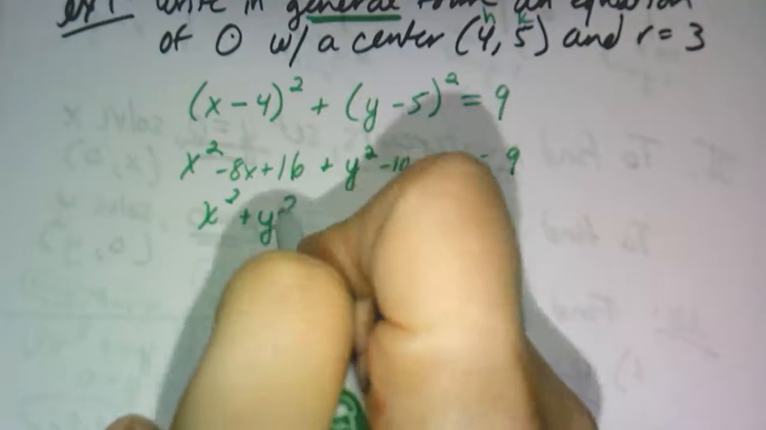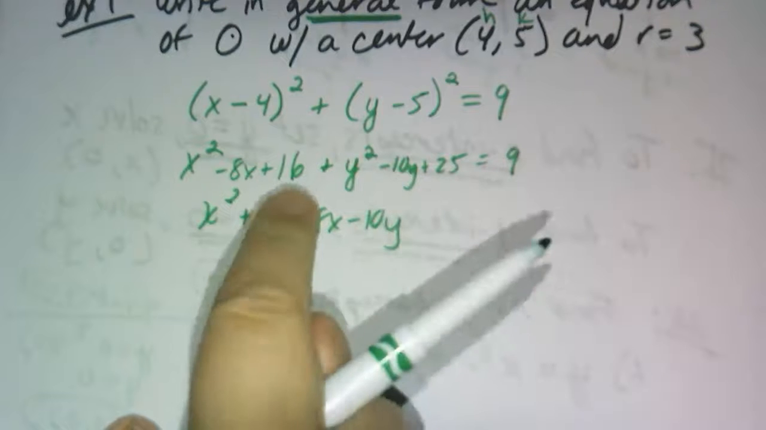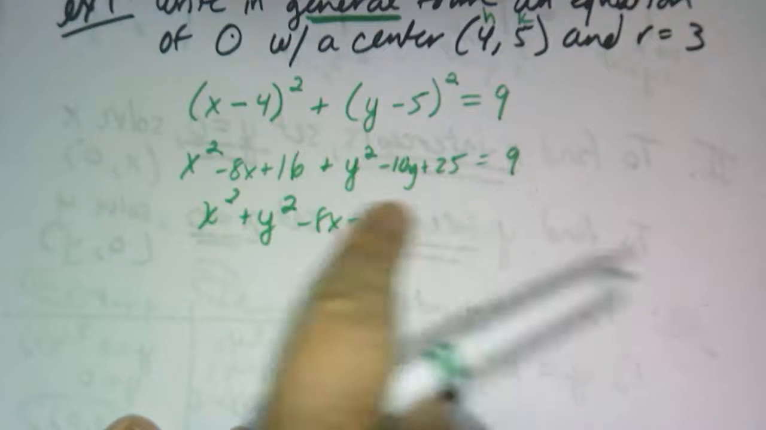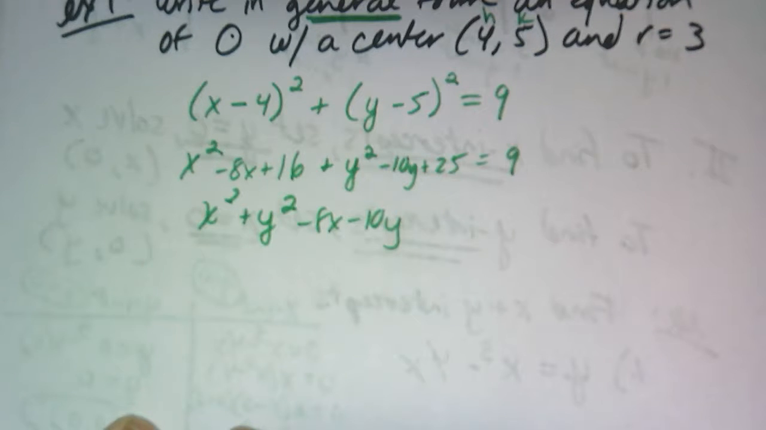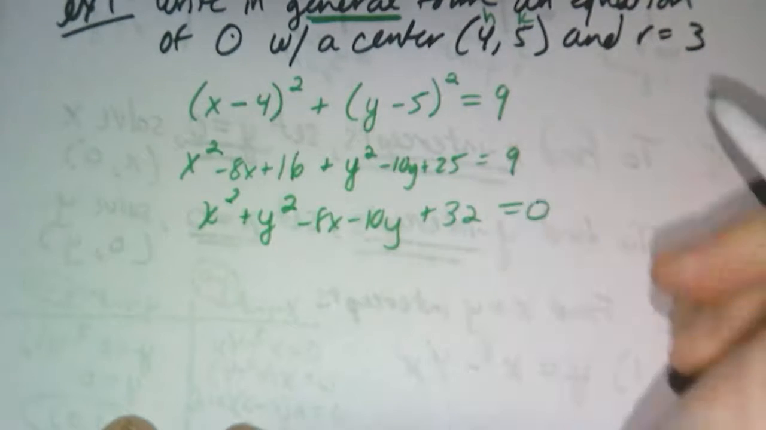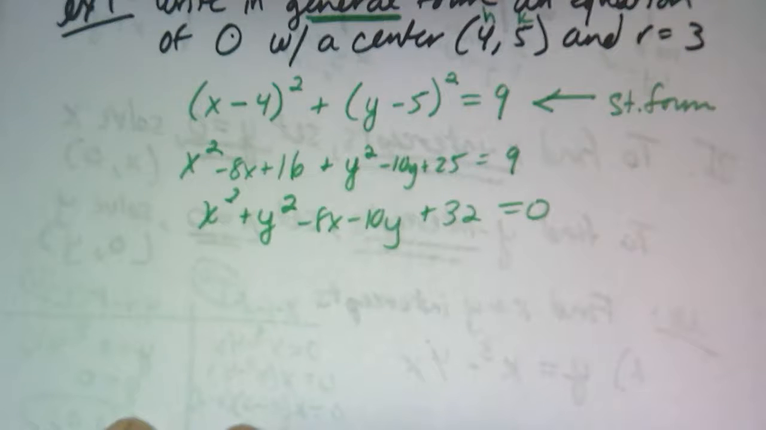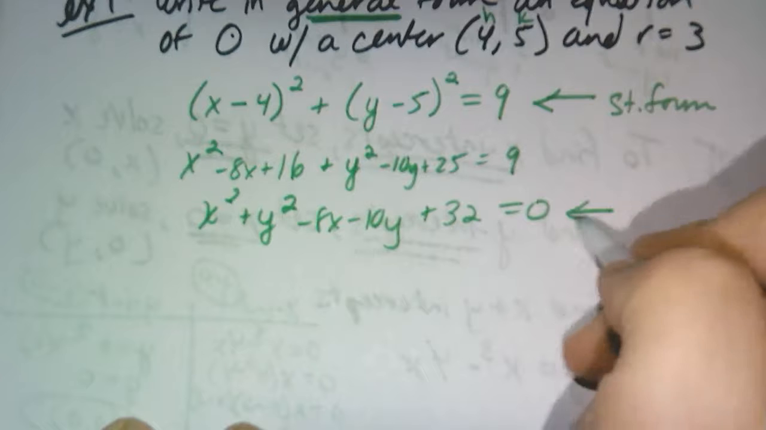So I would have x squared plus y squared minus 8x minus 10y. And then 16 plus 25 minus the 9 makes 32, equals 0. Okay, so this is standard form. If they had asked for standard form, you would have been done. This is general form.